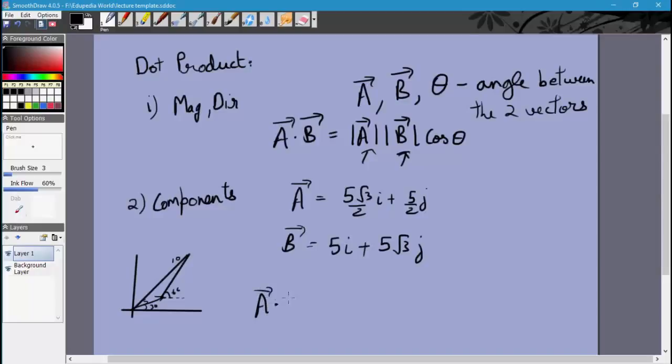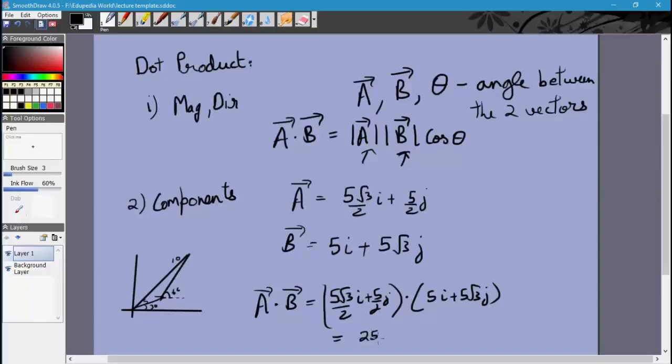Now what is A dot B? Well, the good thing about working in components is you can just take these components to be individual terms and apply the standard rules of product. So this will basically be 5 root 3 by 2 i cap plus 5 by 2 j cap dot product with 5 i cap plus 5 root 3 j cap. Now I can expand this. This will give me 4 terms.